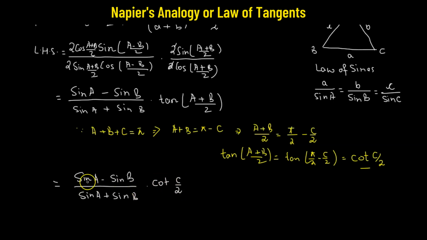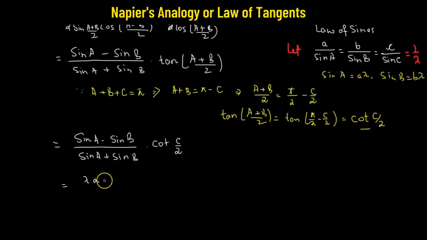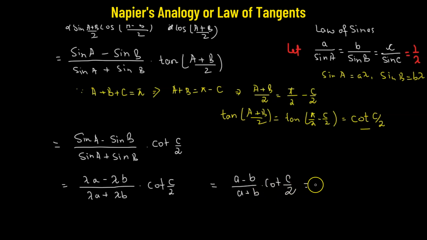Now we will have to replace the value of sine A and sine B with the respective sides. Since we have already stated the law of sines, we will suppose that these three ratios are equal to some common constant, and we're going to refer to it as 1 over lambda. In doing so, sine A will be equal to a times lambda. Sine B will be equal to b times lambda. Similarly, we can define sine C as well, but we only need sine A and sine B. So our final result will become lambda multiplied to a minus lambda multiplied to b, divided by lambda times a plus lambda times b, times cotangent of C over 2. Now we can factor out lambda from both the numerator and the denominator, and this should finally give us (a minus b) over (a plus b) times cotangent of C over 2, which is the expression on the right hand side.